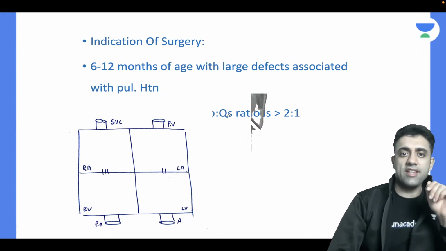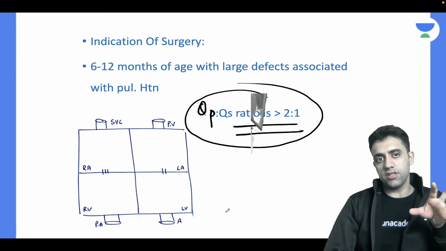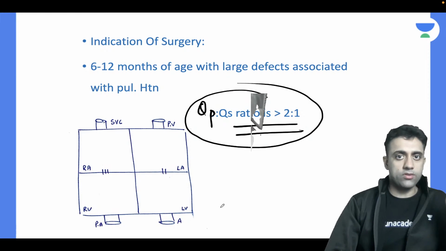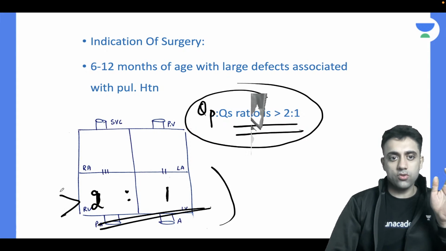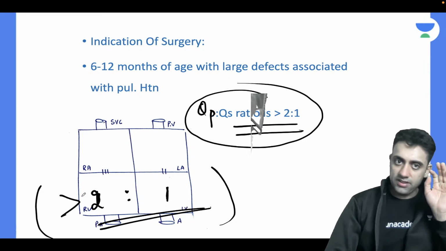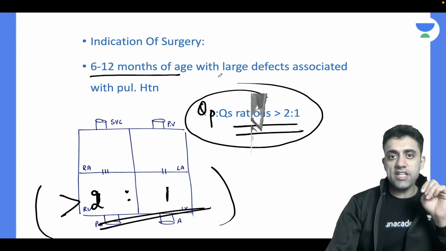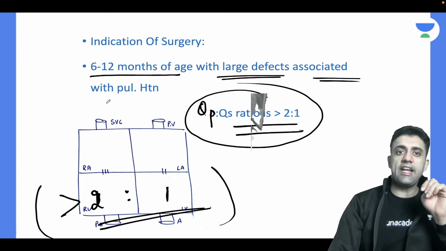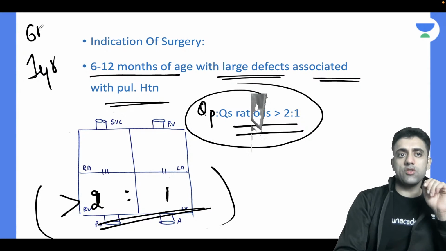Number two, very importantly, when the QP/QS ratio, I told you this is one important indication of surgery. When the pulmonary to systemic ratio is more than 2 to 1, that time you will do surgery. And I told you 6 months to 12 months of age with a large defect associated with pulmonary hypertension. So roughly by 1 year, 6 months to 1 year.